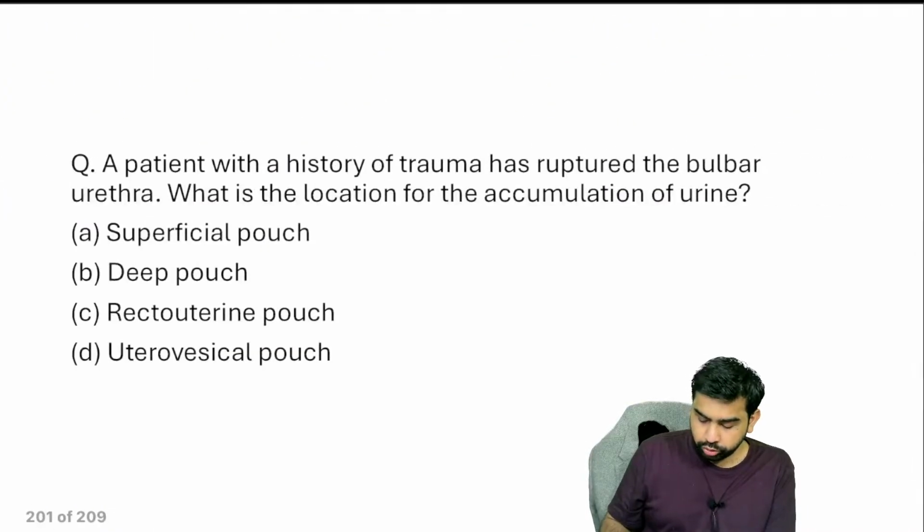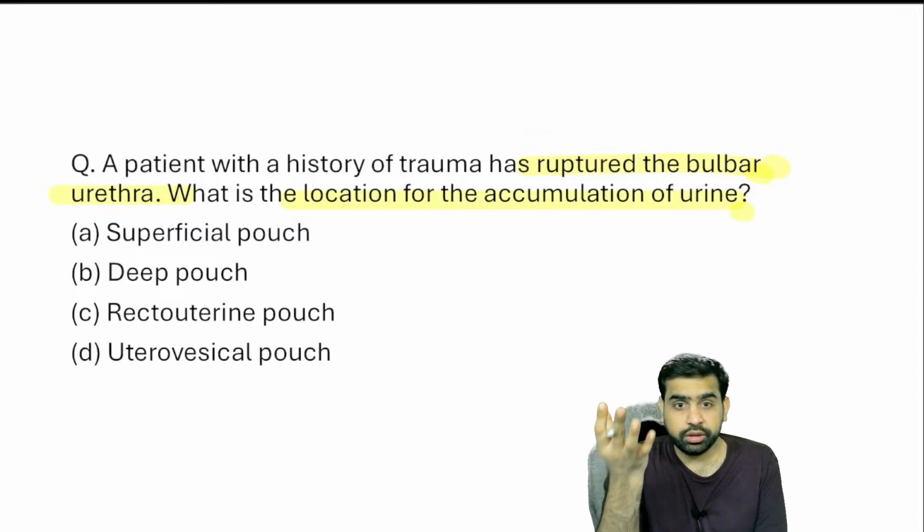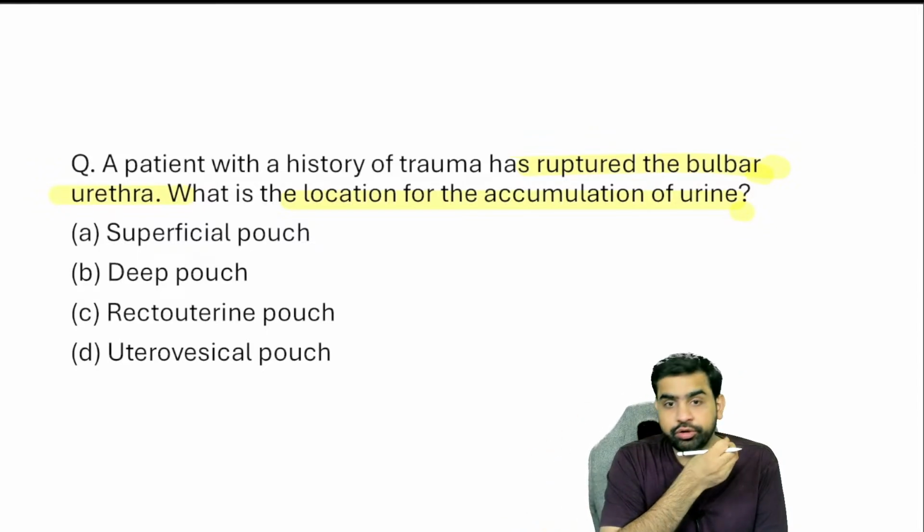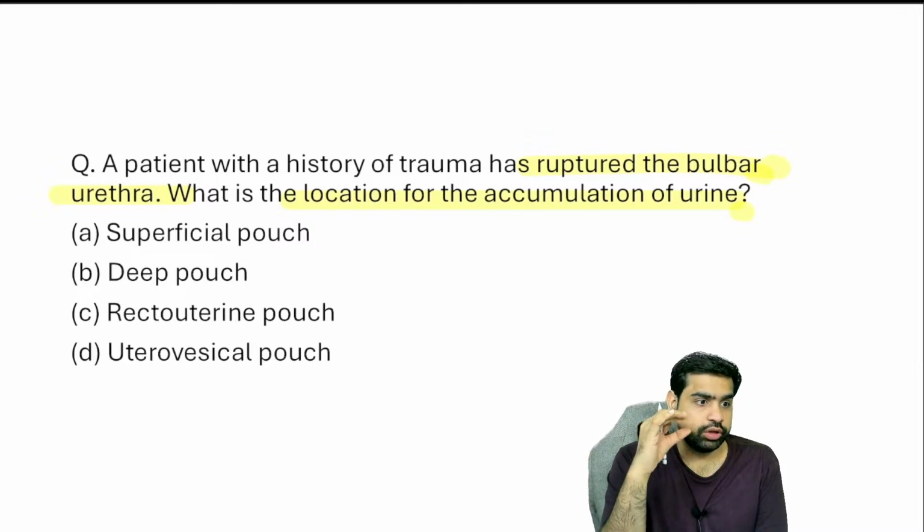Now let's talk about this. There's a patient with a history of trauma and a ruptured bulbar urethra. What is the location of the accumulation of the fluid? If there is a bulbar urethra rupture, where is the urine going to get accumulated? Is it the superficial pouch, deep pouch, recto-uterine pouch, or the uretrovesical pouch?